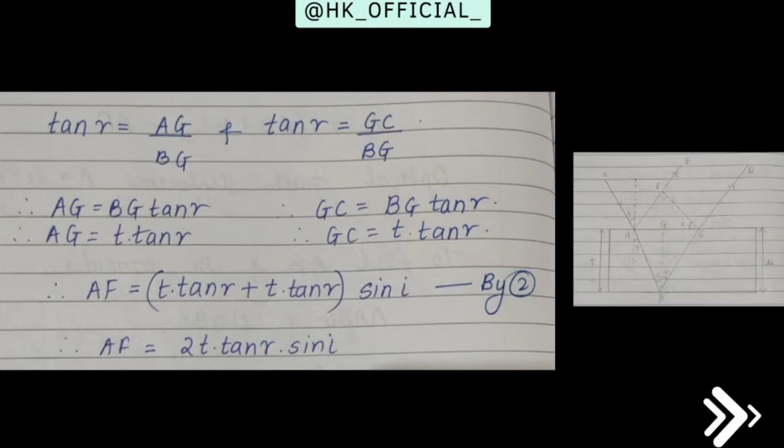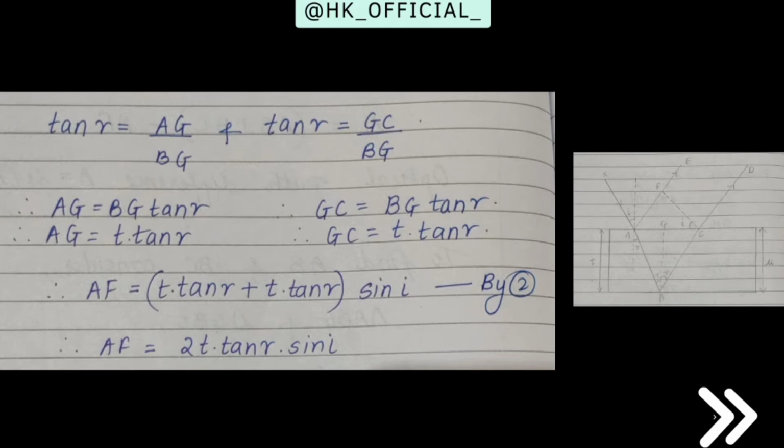Here, for finding AG and GC, this is our third step. I am explaining in steps so you will remember in your exams also. In the first step we used cos of the angle, in the second step we used sine, and now in the third step, while finding AG and GC, we have to consider tan. Tan is nothing but opposite side upon adjacent side. So in the first triangle, tan R is AG upon BG, and in the second triangle, tan R is GC upon BG.